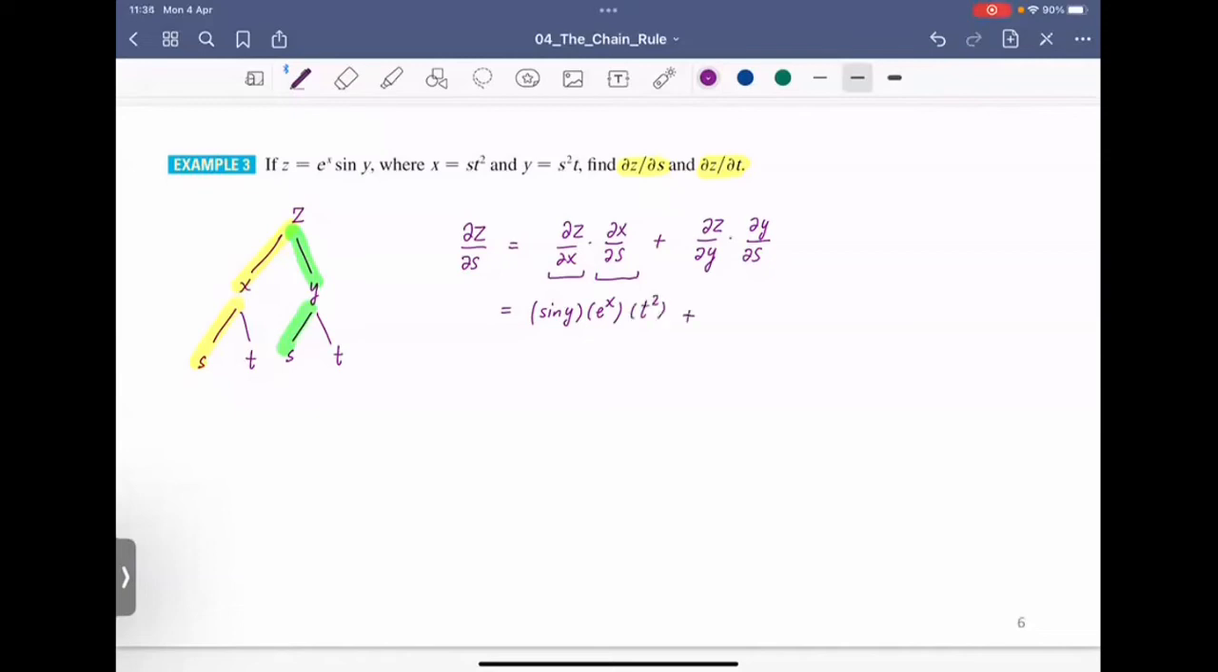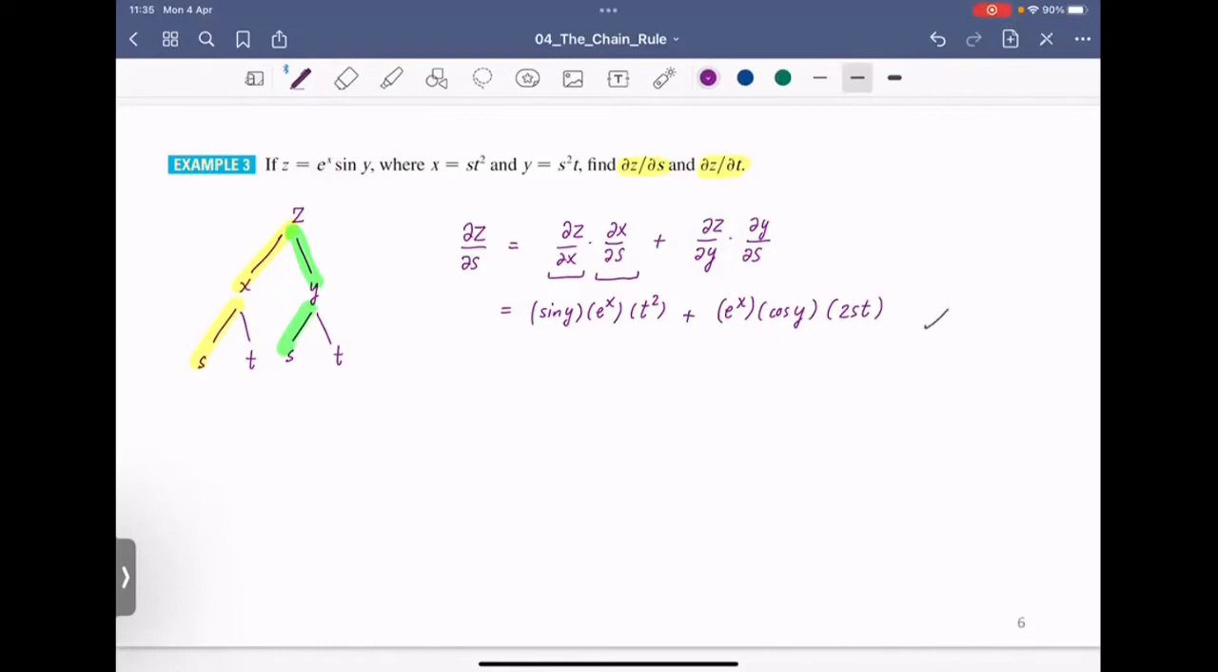And then plus ∂C/∂Y here. Well, you have to keep e to the x. This is constant, right? And then, if you cannot follow me, ∂C/∂Y here, we're going to keep e to the x because it is a constant, and then differentiate sine, you get cosine. And then ∂Y/∂S, so this is going to be 2st, because you keep t, differentiate s squared, you get 2s. Okay, well done. No need to simplify.